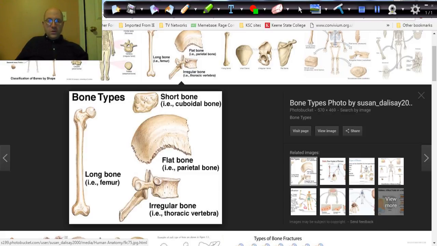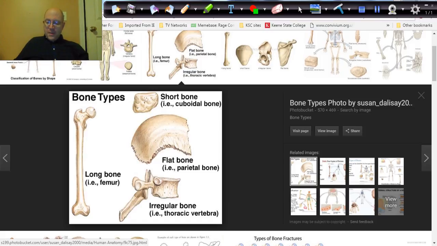Then you have your short bones. Short bones are usually about the same height as width, more or less. And the most common ones are the ones in the wrists called carpals, the ones in your ankles called tarsals, and your kneecap, also called the patella. All those belong to the short bone set.